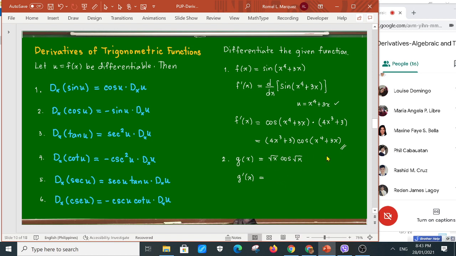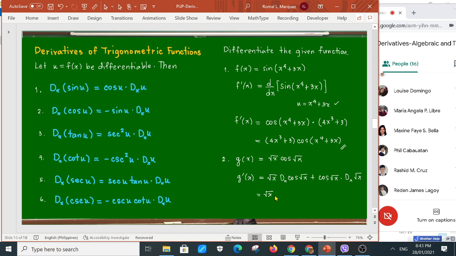That is considered what? Sum, quotient, difference, or what? Product. Or how to differentiate a product? The first times the derivative with respect to x of the second, plus the second times the derivative with respect to x of the first.